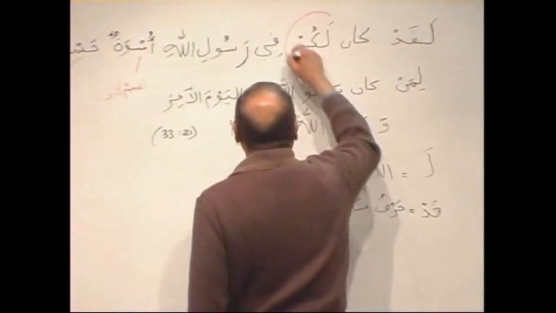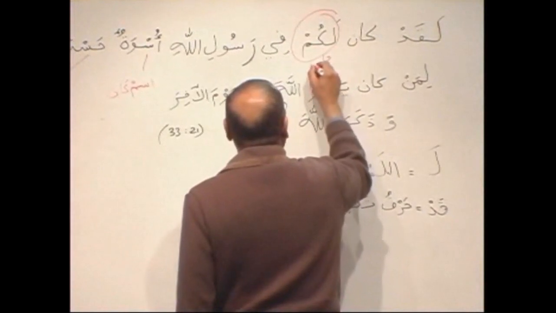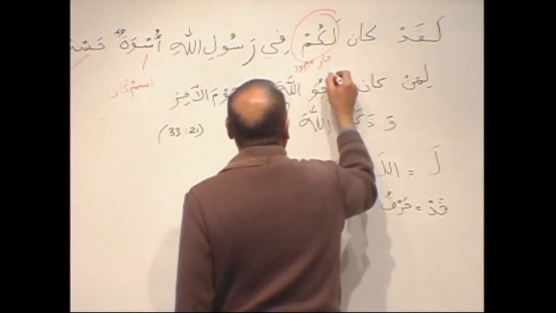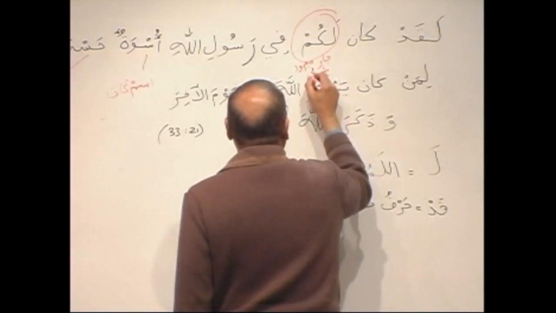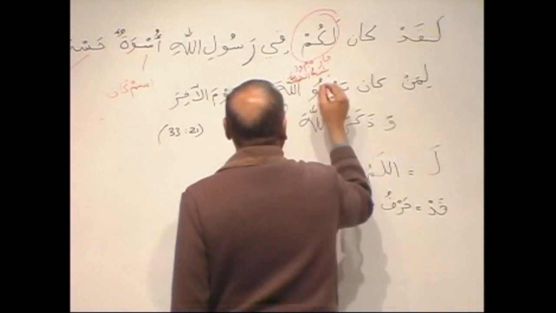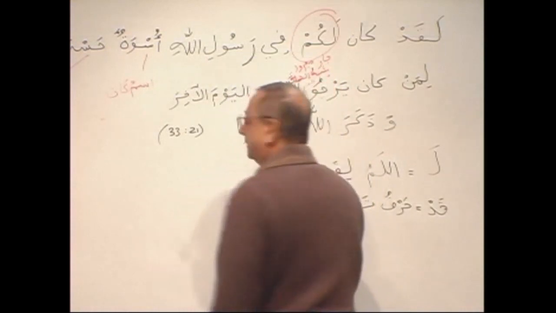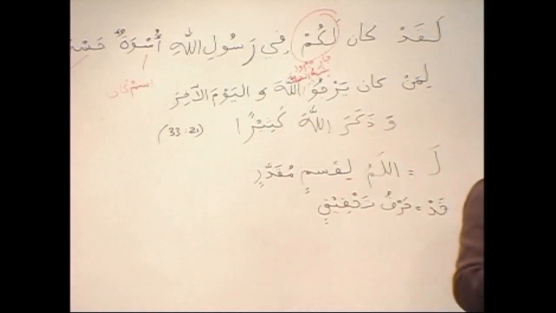So this is your jar majrur, and it is shibbu jumla. This is your khabar. I'm writing shortly. I want you to understand, because these things we'll do in much more detail later on. Fine. Fi harfu jar, rasuli ism majrur wa huwa mudaf and mudaf ilayh. So fi rasulillahi, mudaf ilayh.